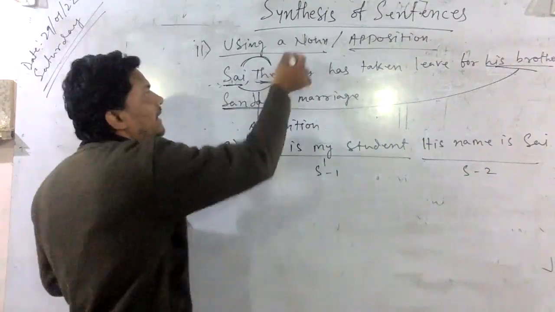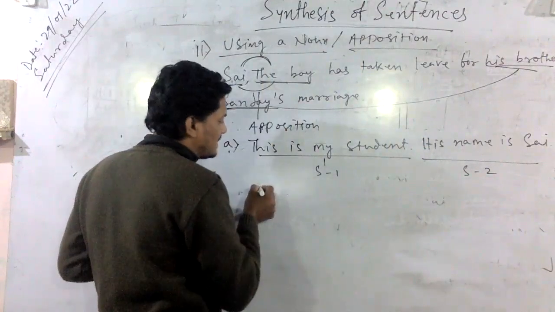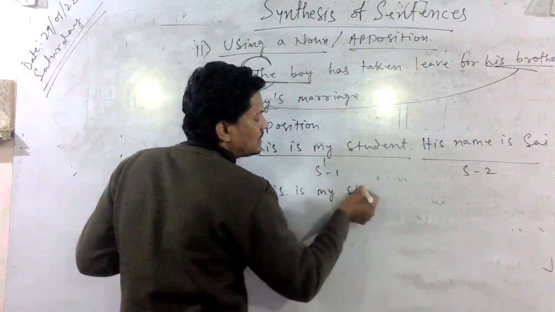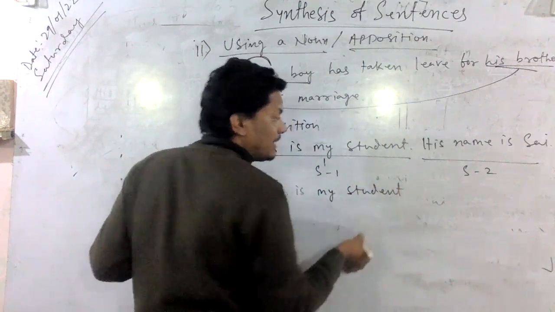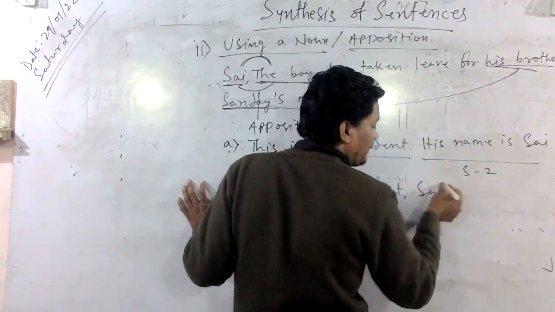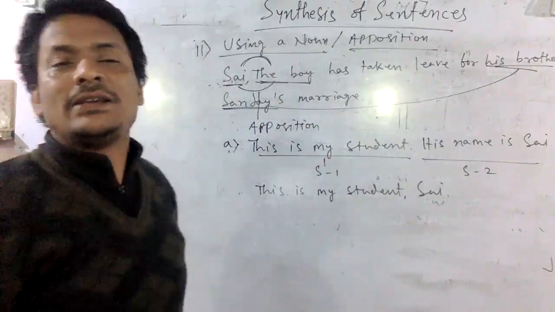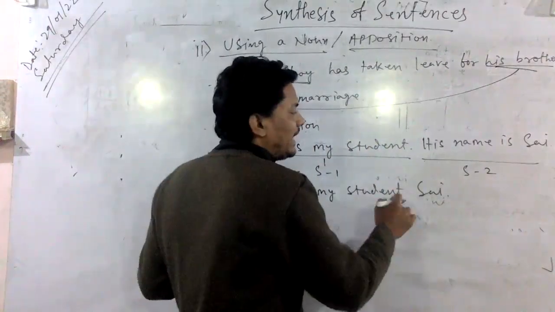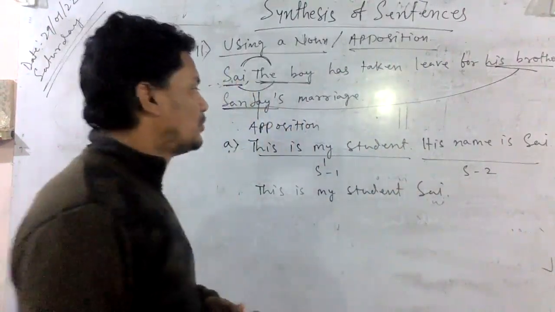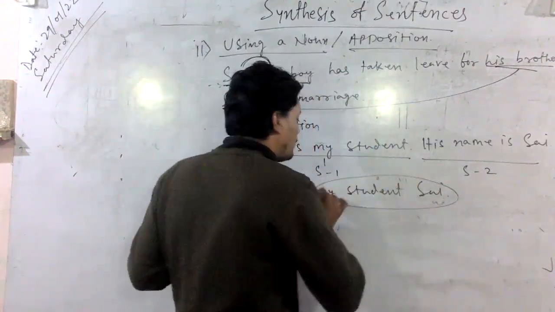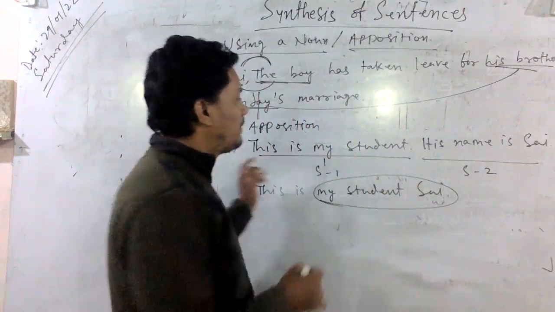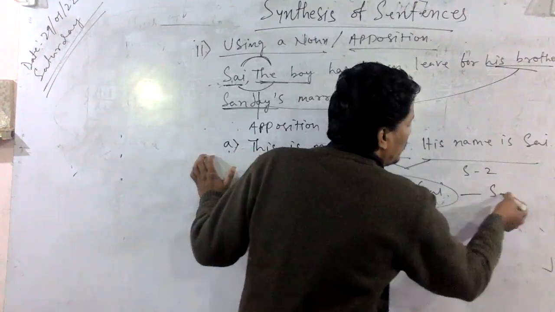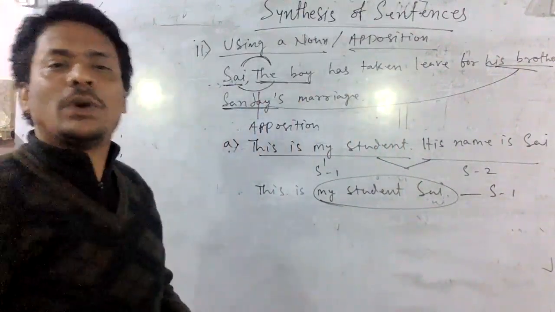How? Simply by using a noun in apposition, so I can say, this is my student, Sai. So simple. This is my student, Sai. That's what I can say. So what have you done? You have done nothing but point out the apposition. You have simply merged these two sentences into one sentence. This is one of the examples.